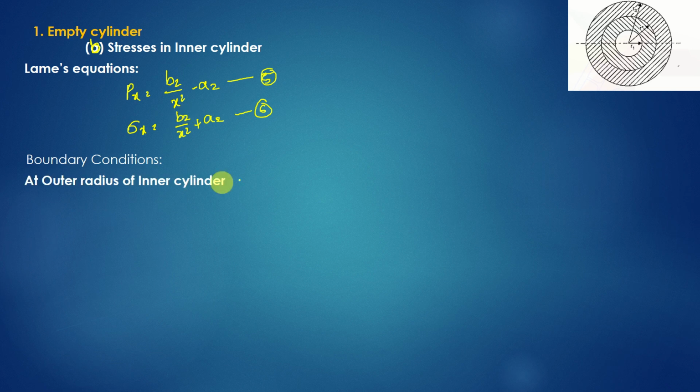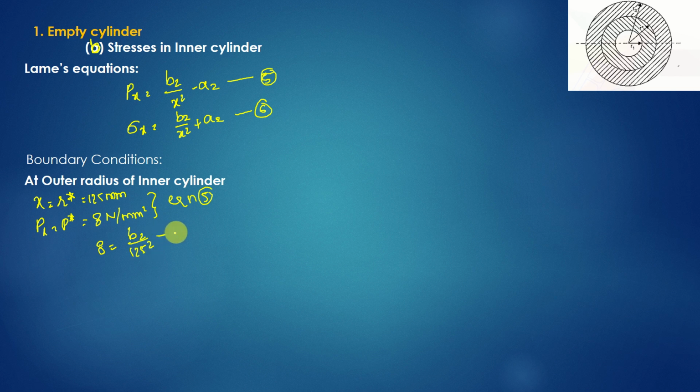Outer radius of the inner cylinder. At the outer radius what will happen? So x value will be r star, that is the junction, that is 125 mm. And what happens to Px? That will be p star, the pressure at the junction, that is 8 Newton per mm square. Let us substitute these two in equation 5. In place of Px I will substitute 8 is equal to B2 by 125 square minus A2, right? Take it as equation number 7.